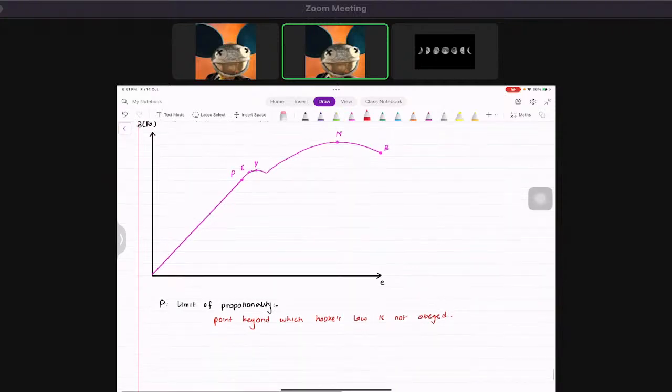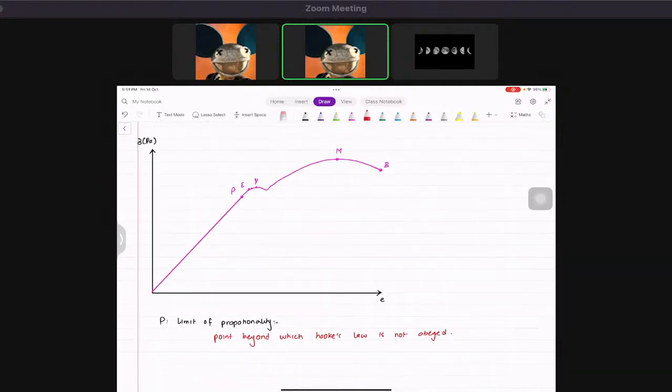All right. Then comes this point E, and E is the elastic limit, which means the point beyond which a material does not return to its original shape after unloading. Unloading means when the force is removed. Okay, you already know this now.